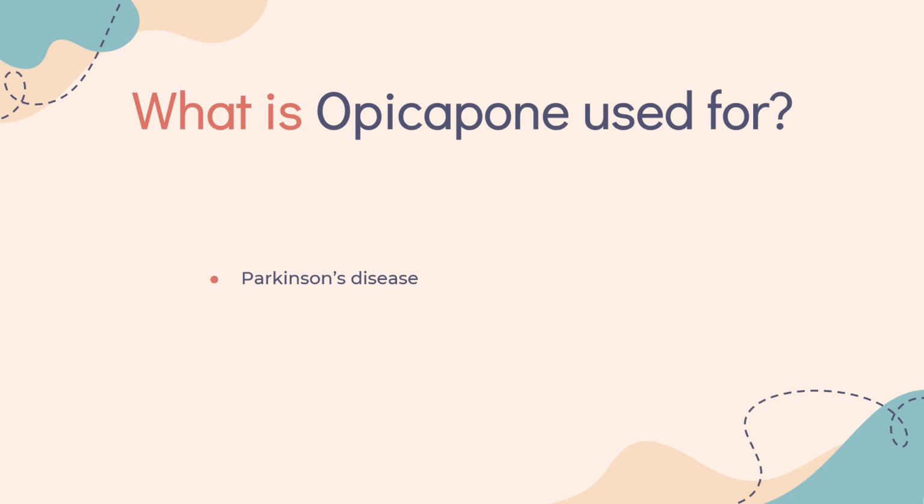What is opicapone used for? Opicapone is indicated as adjunctive therapy in adults with Parkinson's disease and end-of-dose motor fluctuations or OFF episodes whose symptoms cannot be stabilized on the combination therapy of levodopa and dopa decarboxylase inhibitor, e.g., carbidopa.